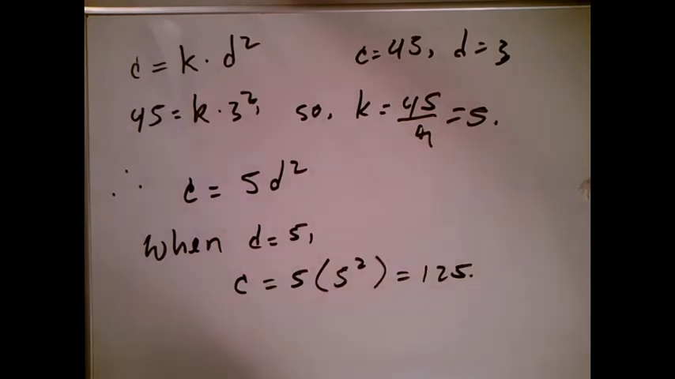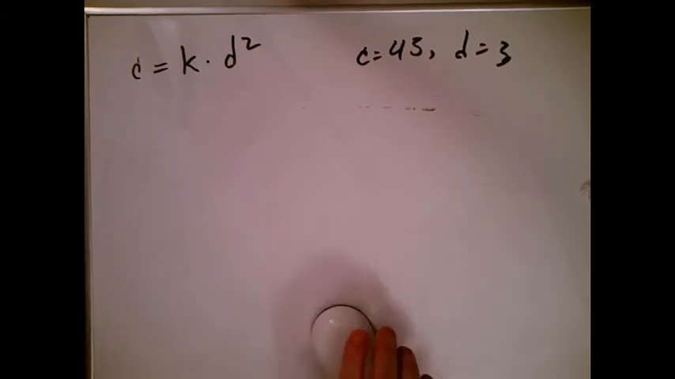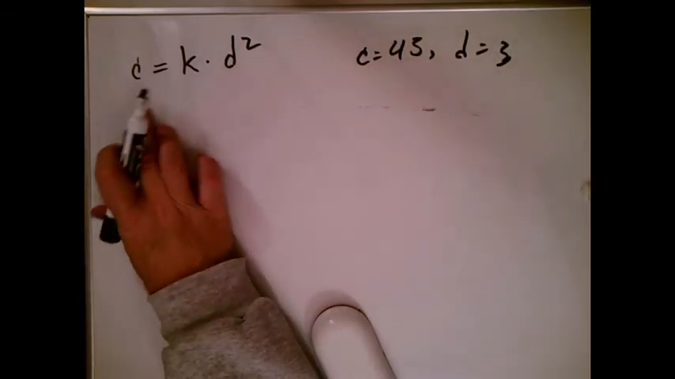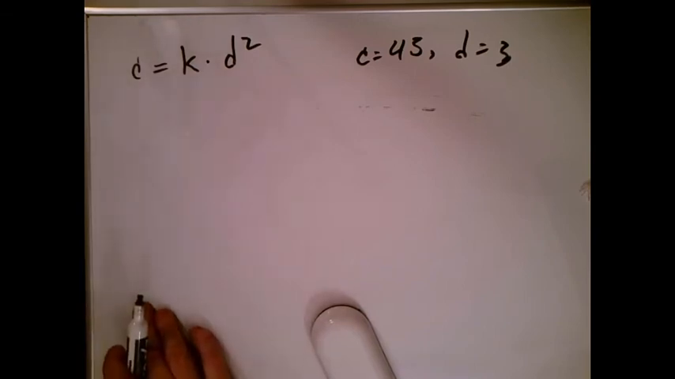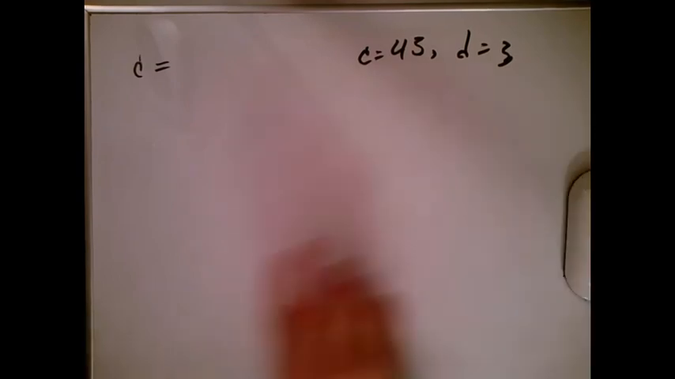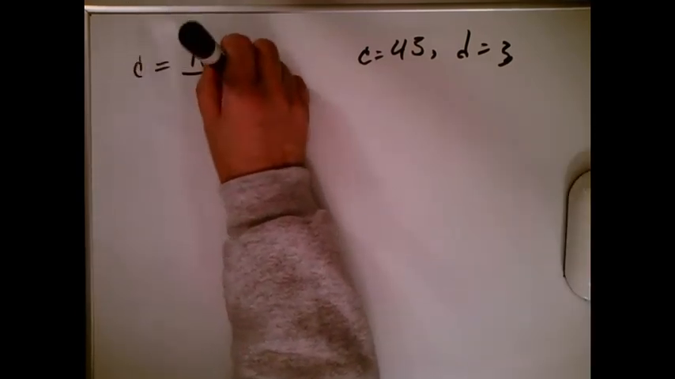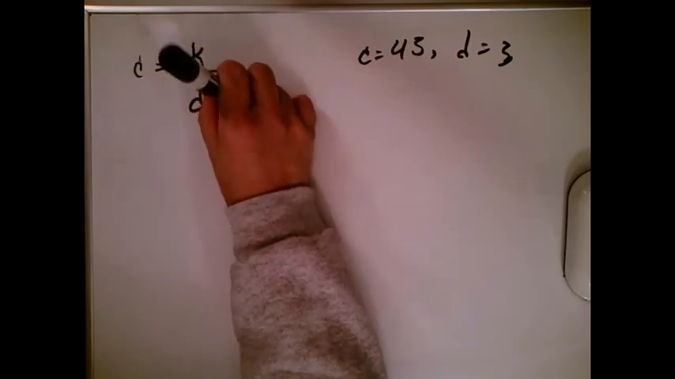Now, the second part of the problem said, do the first part again, except when C is inversely proportional to D squared. So I'm just going to erase the work I did here. They still want C equals 45 when D equals 3, but they no longer want C being directly proportional to D squared. They want C being inversely proportional to D squared. So what I really want right here is, inversely proportional means D squared goes down to the bottom, like that.